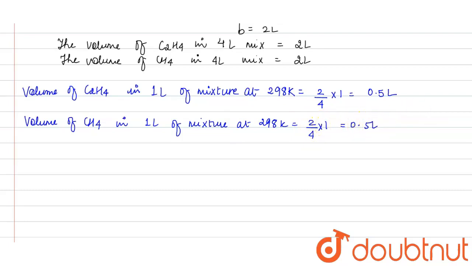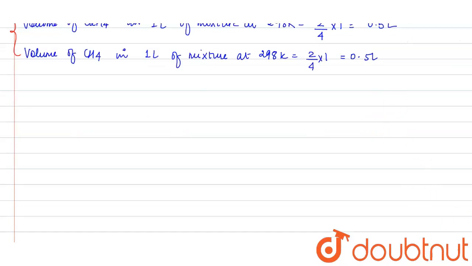If you're not getting how I solved it, on the side I can solve it. See here, 4 liter of mixture contains 2 liter of C2H4. So 1 liter will contain how much? 2 by 4 into 1 liter of C2H4. Okay, this is simply your unitary method. So I am simply applying the unitary method here. Now convert them into moles.